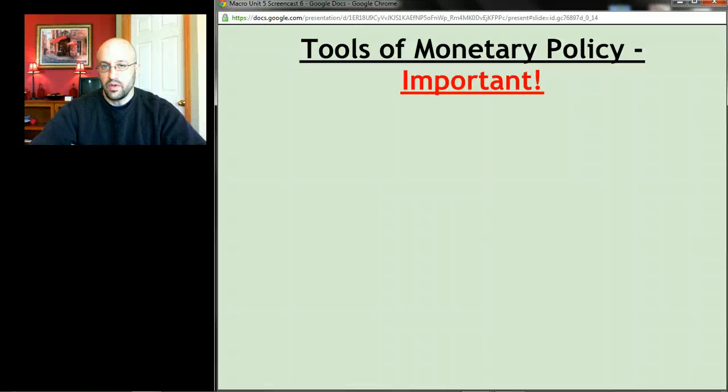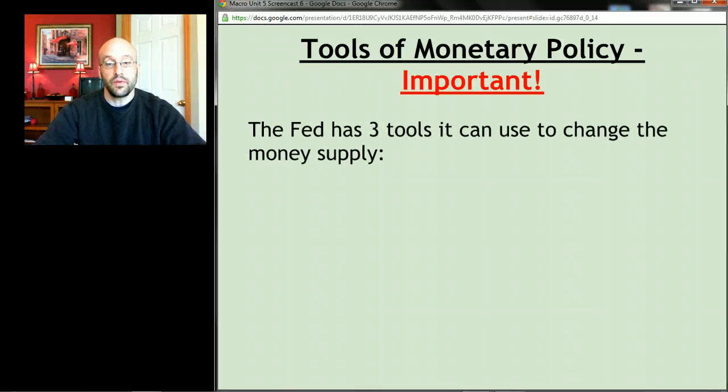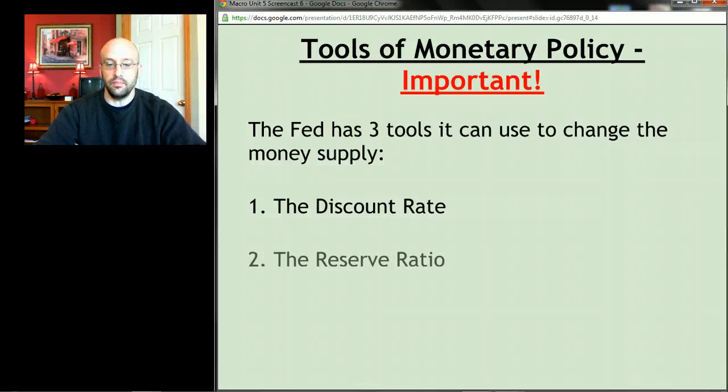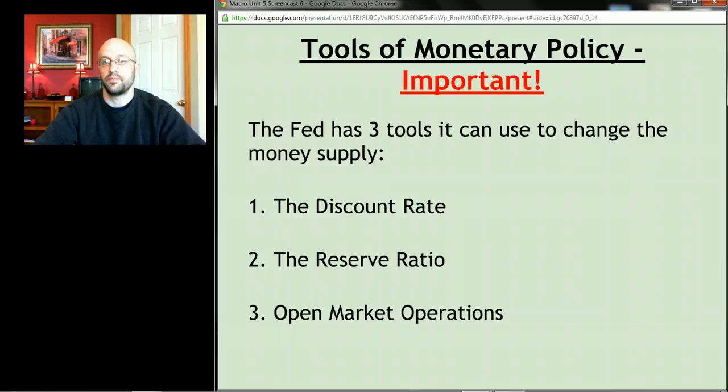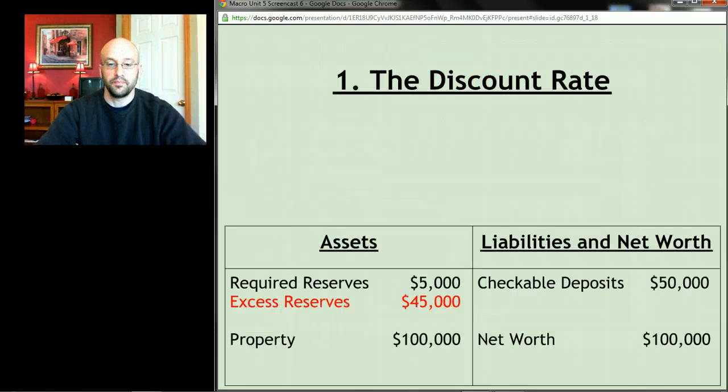Now, the Federal Reserve uses this process to change the money supply in the economy, and it does it using three tools, and this is important. You need to know these three tools and how the Federal Reserve uses them to change the money supply. The three tools the Fed could use to change the money supply are called the discount rate, the reserve ratio, and open market operations. Let's talk about each one in turn.